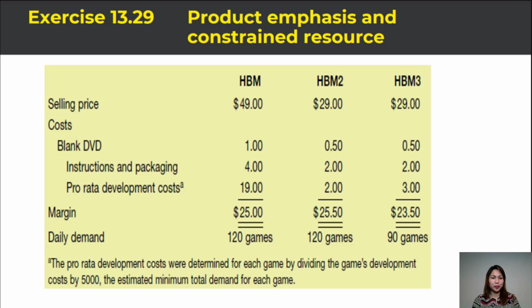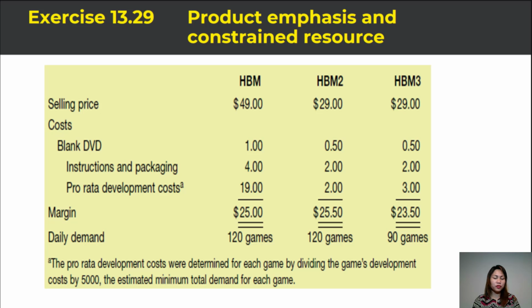Now this is the data. For HBM 1, 2, and 3, you have different selling prices here. Cost: you have blank DVD, $1.50, $1 for HBM for the sequel, 50 cents each. Instruction and packaging, pro rata development costs with a note there, A. So let's read what the note says. The pro rata development costs were determined for each game by dividing the game's development cost by 5,000, the estimated minimum total demand for each game. Okay, so that's the development cost.